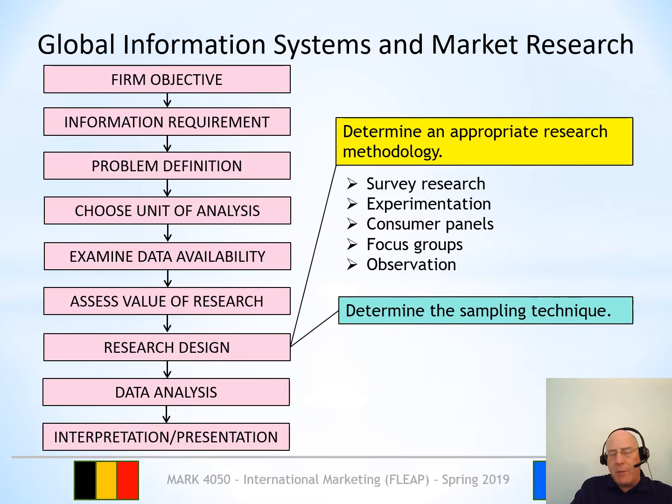Then we have to determine the sampling technique, and this is just the same as we would do in a domestic environment. Are we going to use a probability sample, or are we going to use a non-probability sample? Arguments can be made for both types of samples. It's not that one's particularly better than the other. It depends on what it is we're trying to actually accomplish with the research.